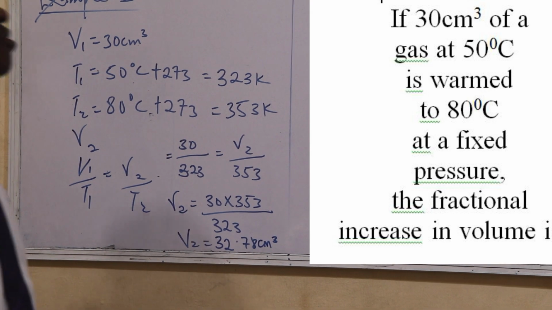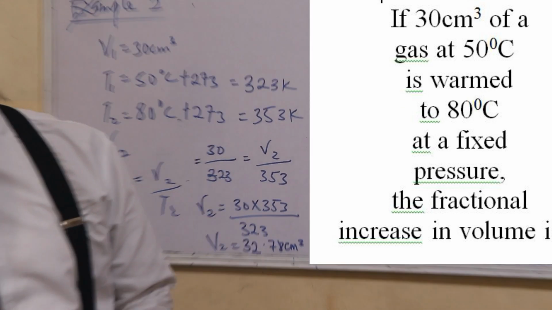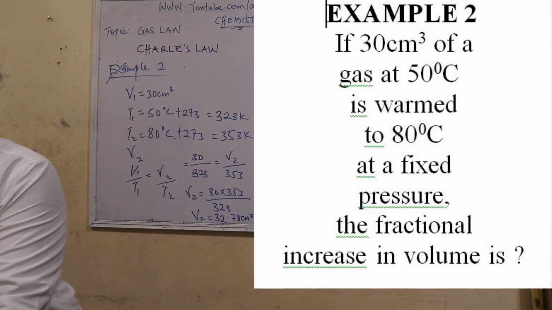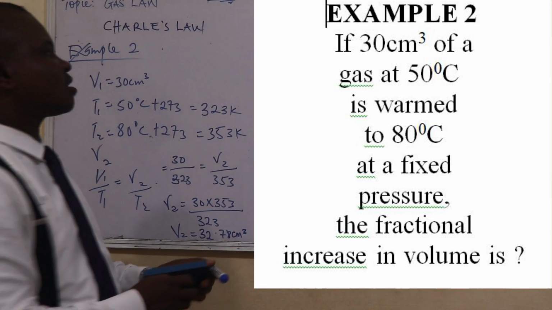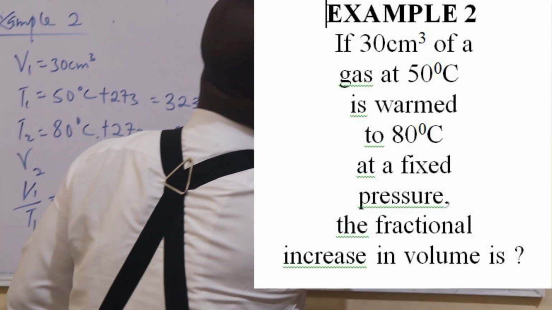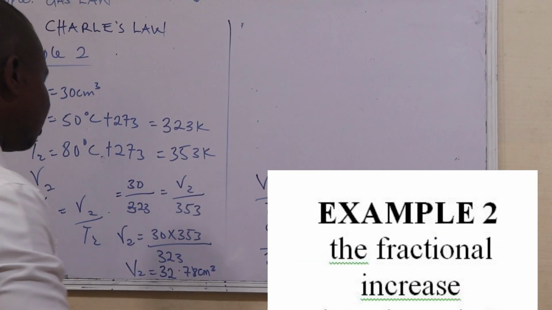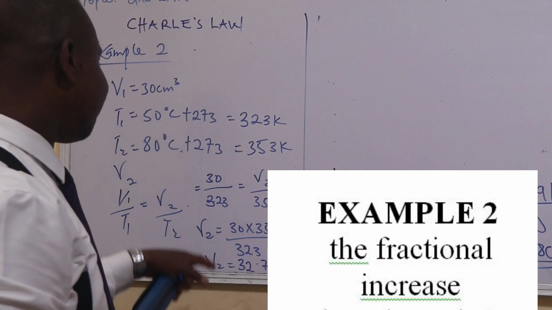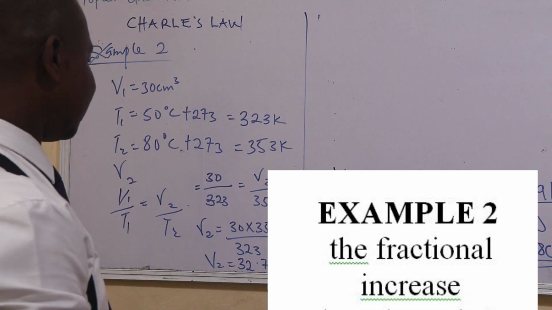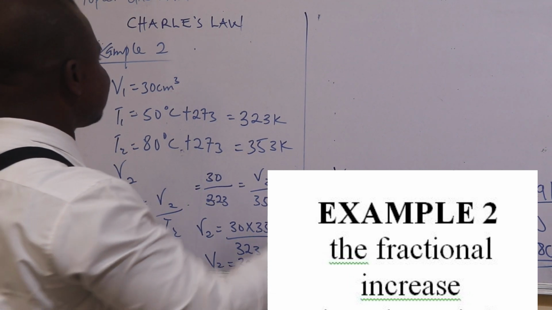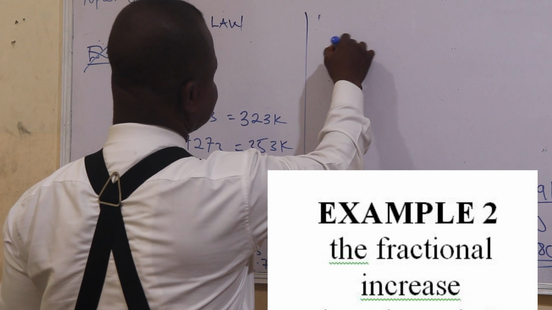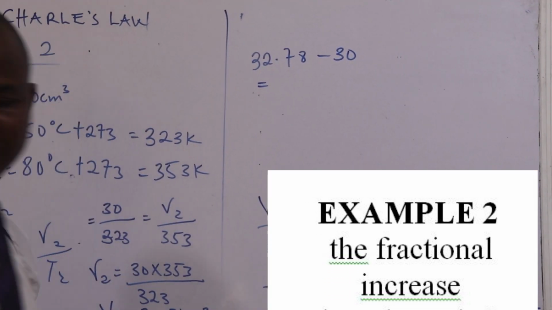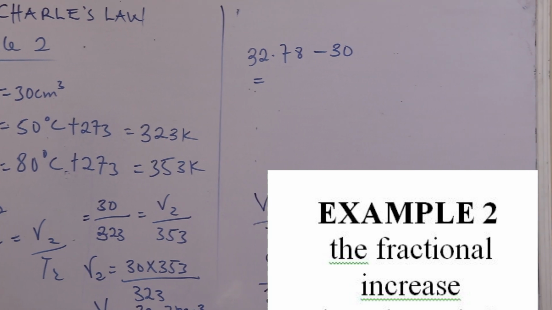But we are asked to find the fractional increase in the volume. The fractional increase. So let's look at how to undo that particular question. Fractional increase in the volume. We have our final volume to be this and our initial volume. Let's quickly look at what is the fractional increase. So we have 32.78 minus 30. We're going to have something of 2.